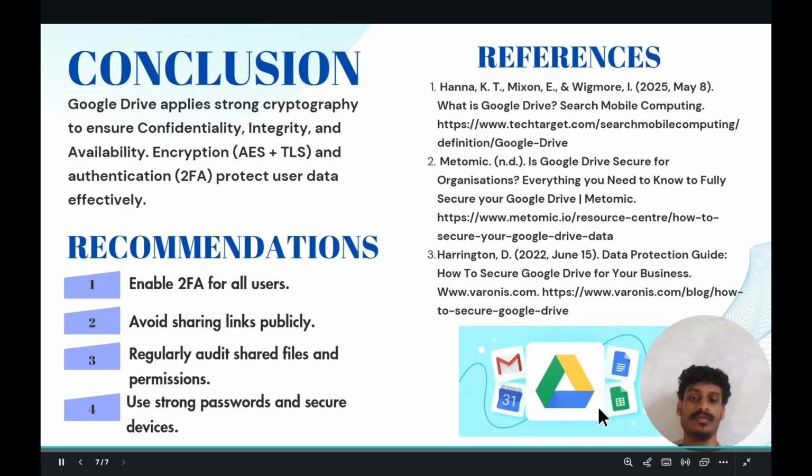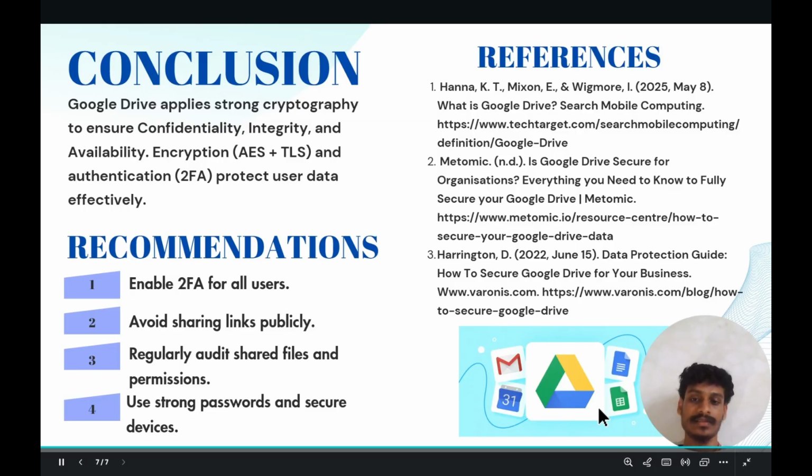Now we'll move on to the conclusion. Google Drive applies strong cryptography to ensure confidentiality, integrity, and availability. So this is called CIA. Encryption, AES plus TLS, and authentication with two-factor authentication protect user data effectively.